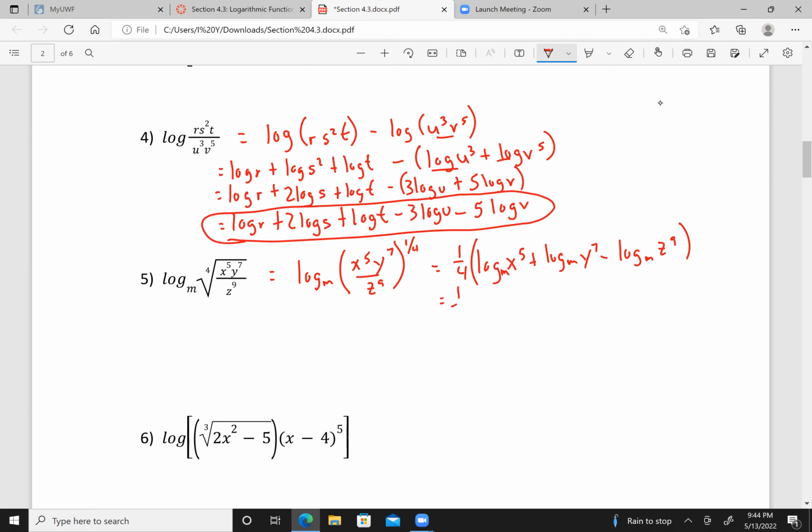Okay, leave this 1/4 out here. So I have 5 times the log base m of x plus 7 times the log base m of y minus 9 times the log base m of z. Then I multiply the 1/4 and I get 5/4 log base m of x plus 7/4 log base m of y minus 9/4 log base m of z.